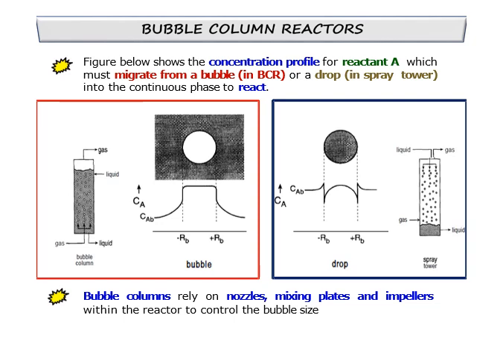For this one, A may be in the gas phase and is going to migrate from the gas phase into the liquid. For this other one, sorry, A is still in the gas phase, but it is going to migrate to droplets of liquid in order to react, for example. Bubble columns rely on nozzles, mixing plates, and impellers within the reactor to control the sizes.